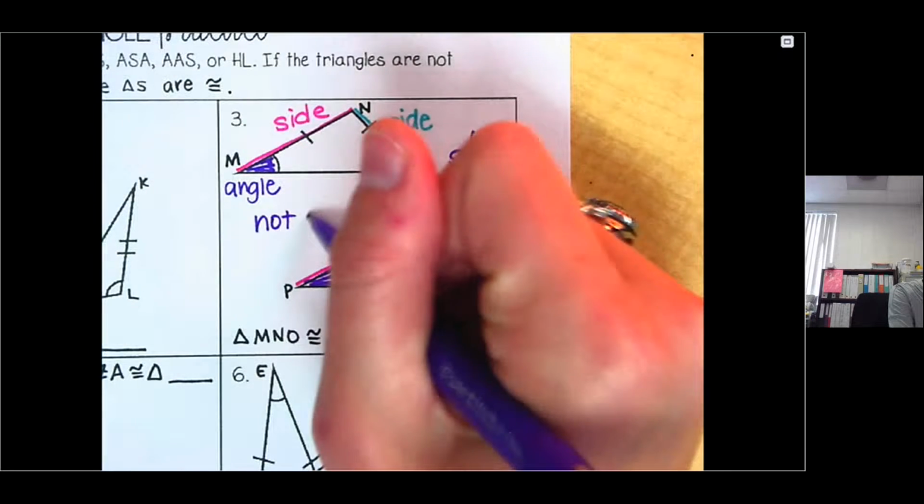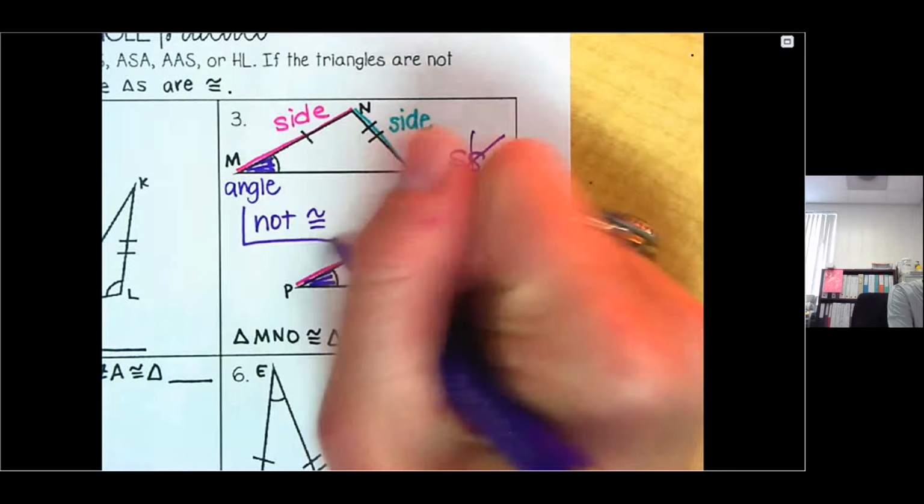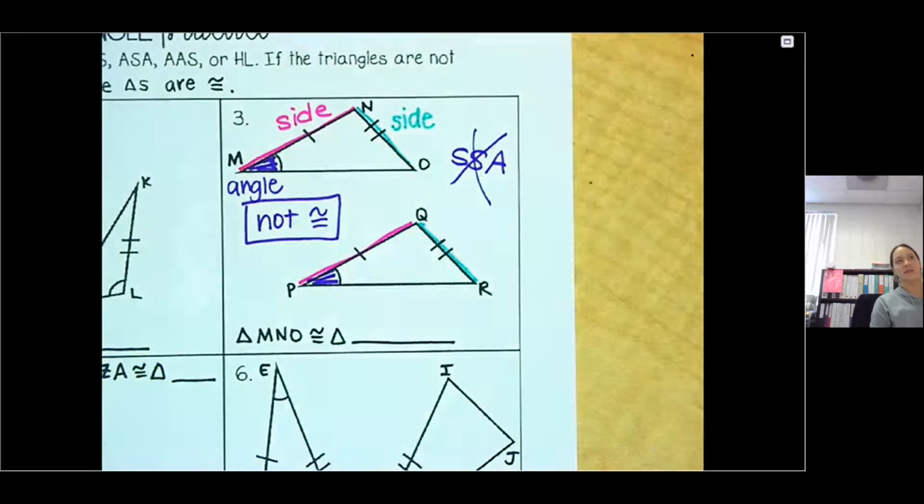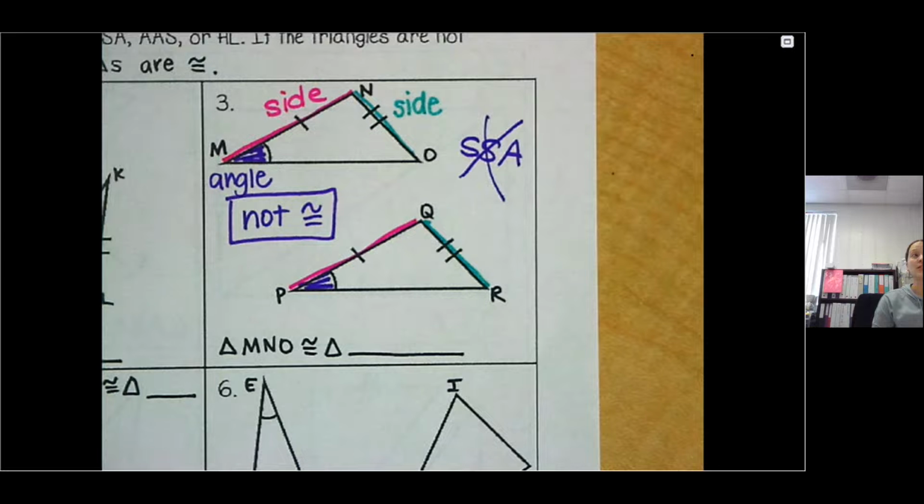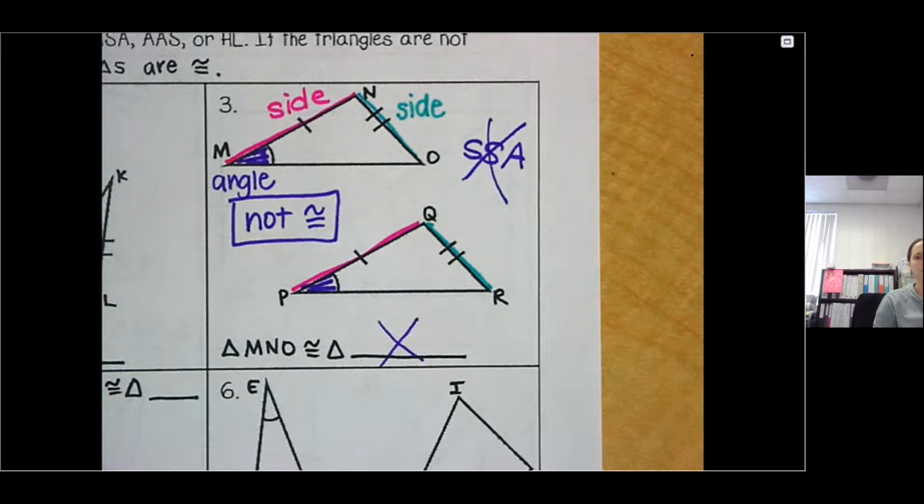Can we put the verb anywhere? I prefer you don't, but you must. Last part is write a sentence. You better not write a sentence because they're not congruent. So don't write a sentence that says they're congruent. That's not real. That was it. That's all you have to do. So if they're not congruent, that's all you have to write. Not congruent. Easy peasy, yeah? Okay, good.